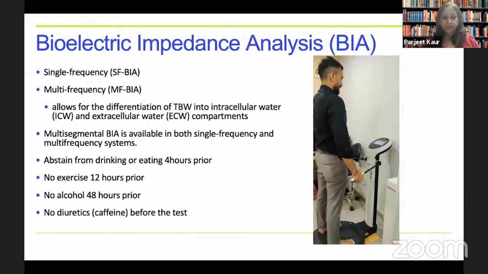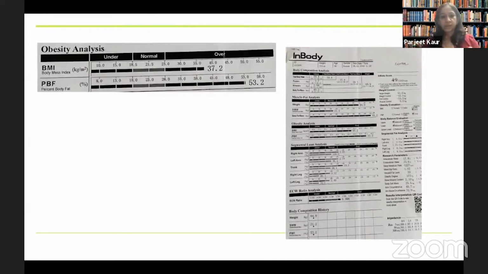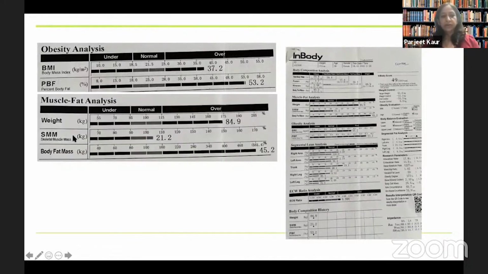The person has to abstain from drinking or eating 4 hours prior, no exercise 12 hours prior, no alcohol 48 hours prior, no diuretics or caffeine before the test, because it affects the hydration status. This is how we get the report, where it gives obesity analysis, giving a total percentage body fat, as we can see here. It also gives an idea of the skeletal muscle mass.